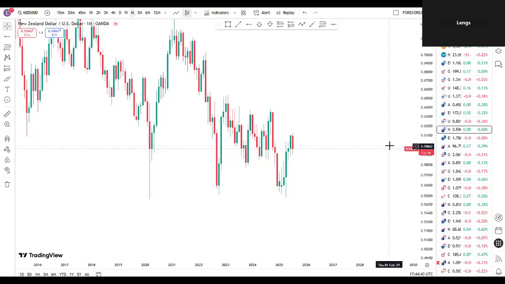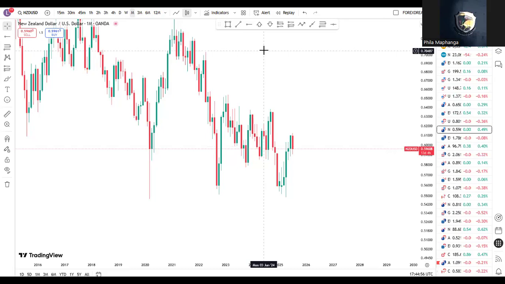All right. This one is daily time. Actually, it's not daily, it's monthly time frame on New Zealand dollar versus the Japanese. Yeah, I'm sorry, New Zealand dollar versus the US dollar. So we are on daily time frame right now.